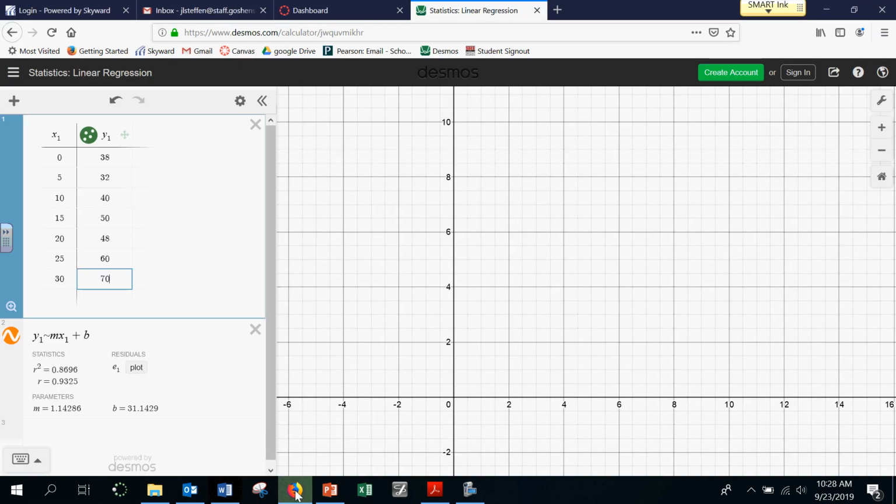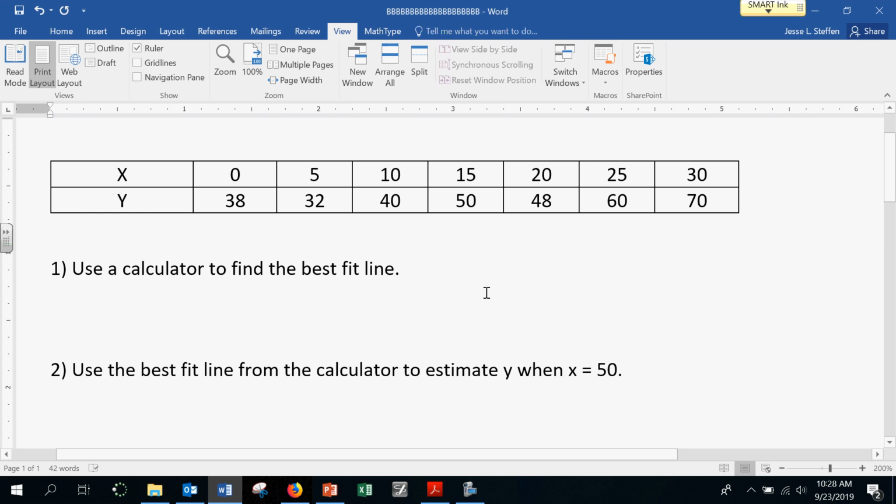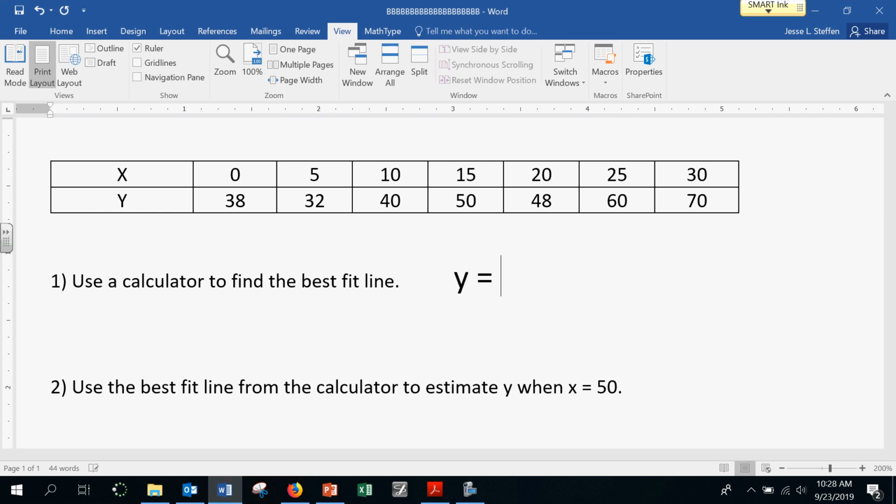Once you're done with that, that automatically updates this down here. So your slope is right here, your y-intercept is here. So when you put that in your equation, that would literally just be nothing fancy. Y is equal to your slope, I always round to 2 decimal places, plus your y-intercept, which is 31.14. Again, I round to 2 decimal places, so that's my best fit line.